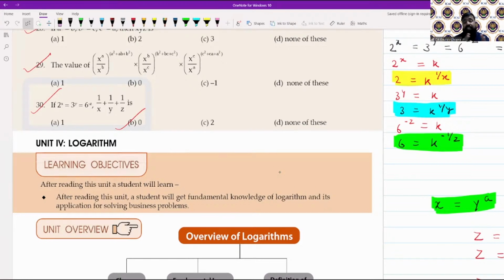And the next topic which we are going to take is logarithm. Logarithm is quite lengthy, so we have to cover that topic fast. It will be a lengthy topic. So we will be discussing that logarithm topic in the next session. All right.